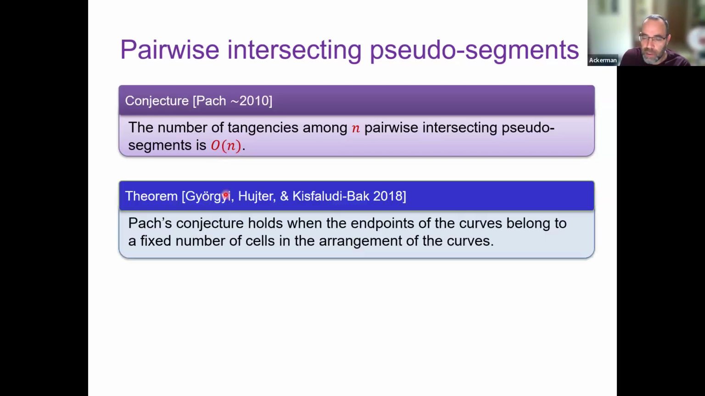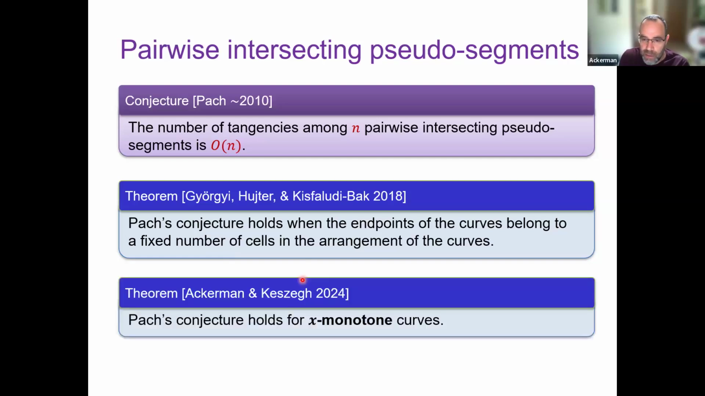It was proved for two special cases. One of them is when the endpoints of the curves all lie in a fixed and bounded number of cells of the arrangement of the curves. So it's a very special case. And together again with Kezek, we proved that this conjecture holds for x-monotone curves.